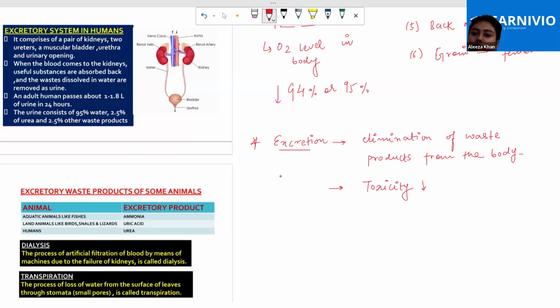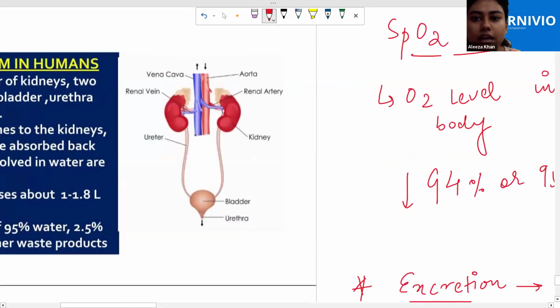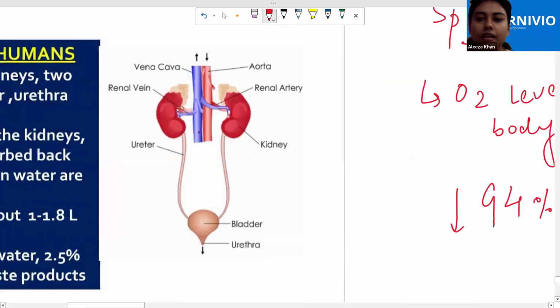So for excretion, you have the excretory system. Now within your excretory system you have different parts. Are you able to see this diagram? Yes, ma'am. Okay, now let's understand the parts.